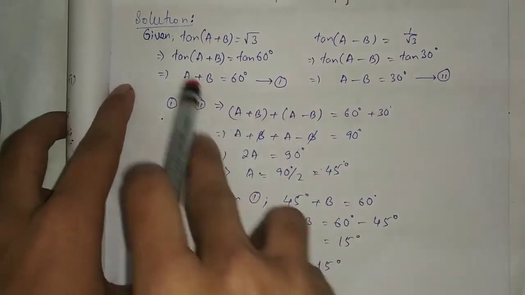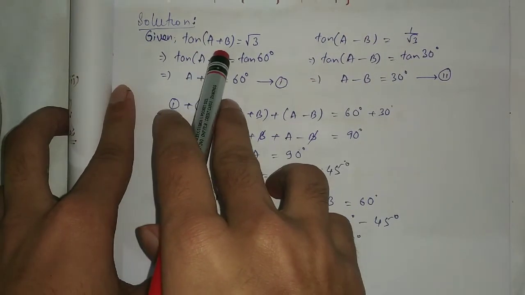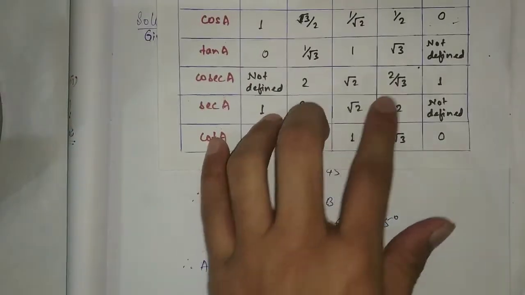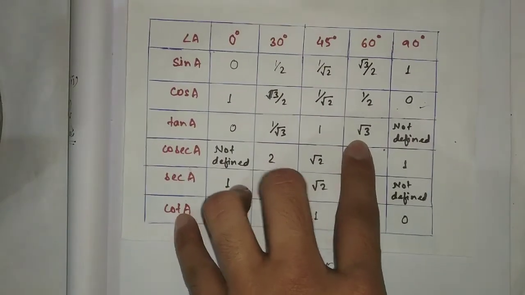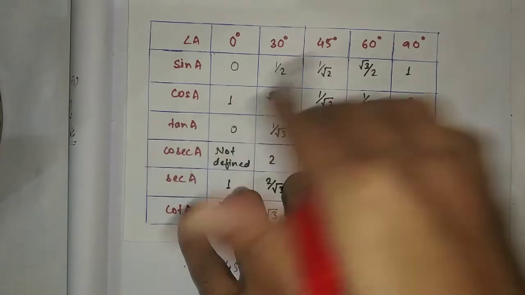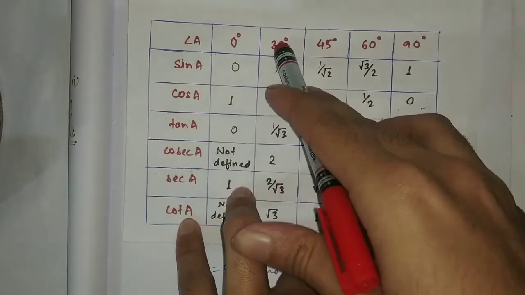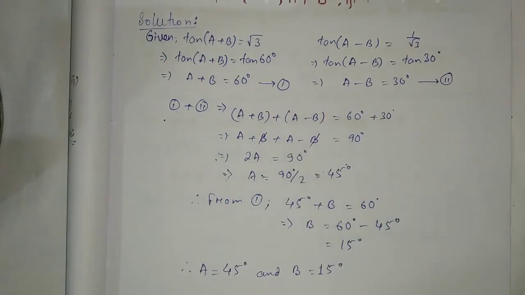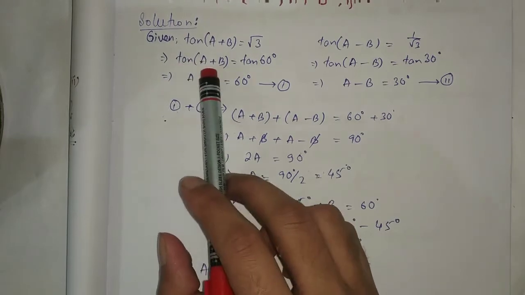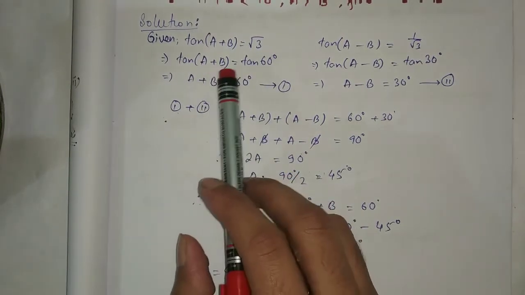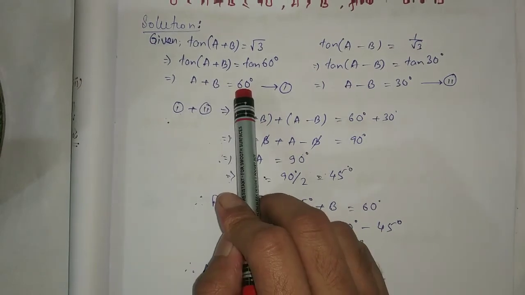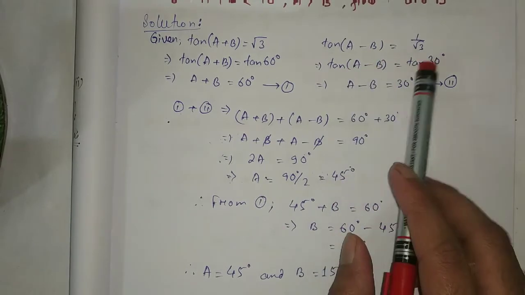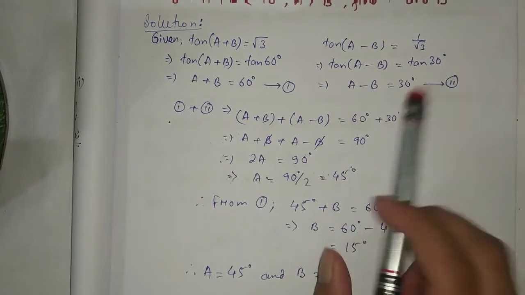So what we do is simply write these two conditions, tan of a plus b equal to root 3 and tan of a minus b is equal to 1 by root 3. Now we see from the trigonometric table that root 3 is equal to tan of 60 and 1 by root 3 is equal to tan of 30. So we replace root 3 and 1 by root 3 with tan 60 and tan 30, and on comparing, tan (a plus b) is equal to tan 60, we see that the value of a plus b comes out to be 60, and on comparing the LHS and RHS of tan (a minus b) equal to tan 30, we find that a minus b is equal to 30.